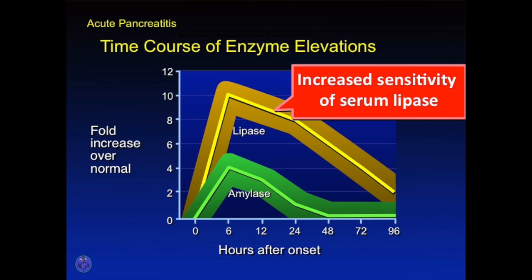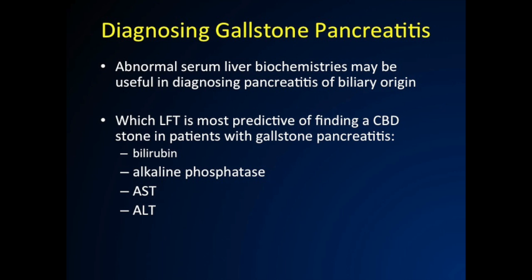There are some reports, although I must say I've never used it clinically, that a disproportionately elevated amylase can be more suggestive of gallstone pancreatitis. I've not really seen that in clinical practice, so I don't really use that as a marker of diagnosing gallstone pancreatitis. So what obviously we do use is liver chemistries.